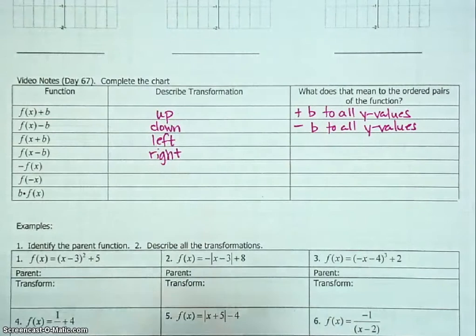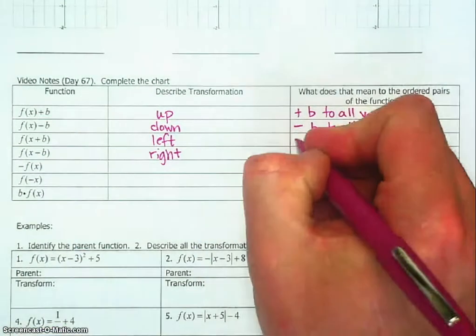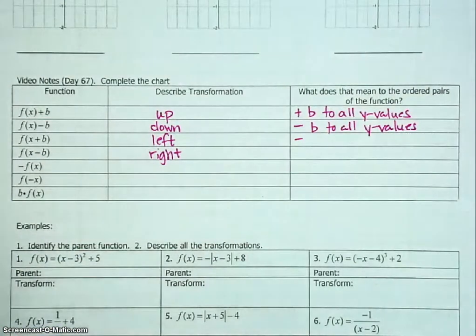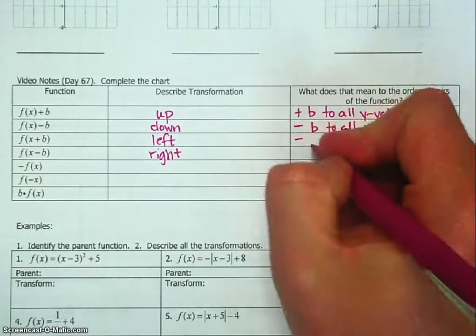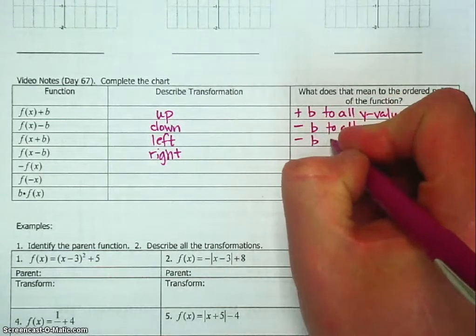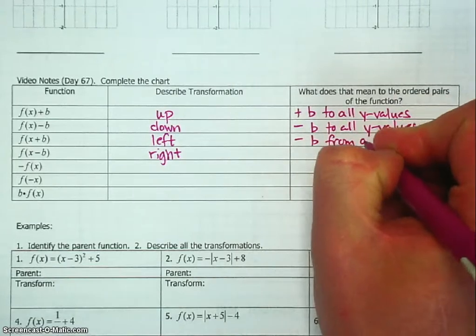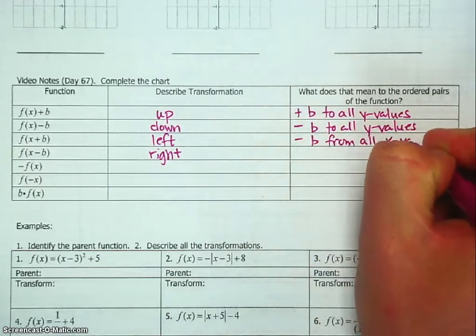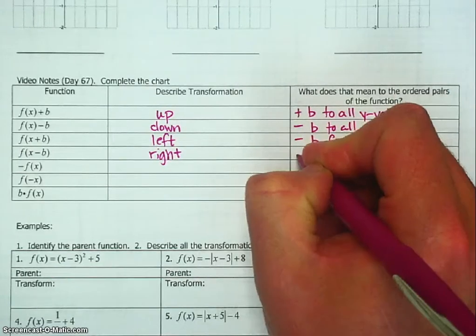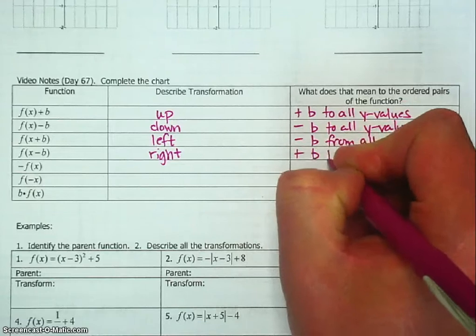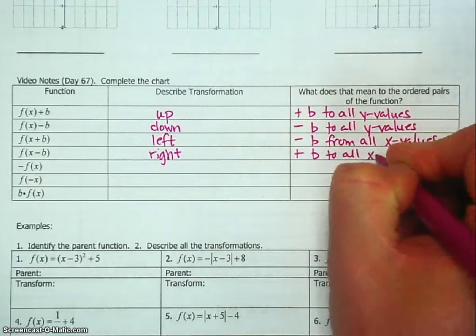So if we're moving it left, that means we're subtracting, because on a number line when we go to the left, that's minus, that's negative numbers. So we're going to subtract b from all the x values, because now we're going left and right. And if I was moving to the right, I would add b to all x values.